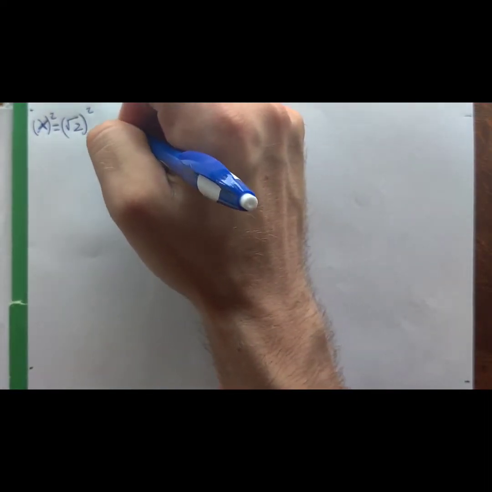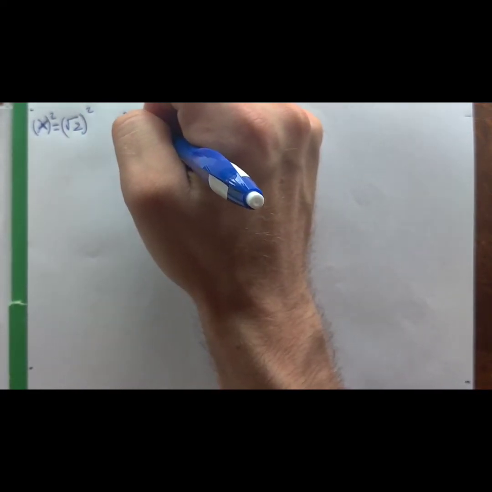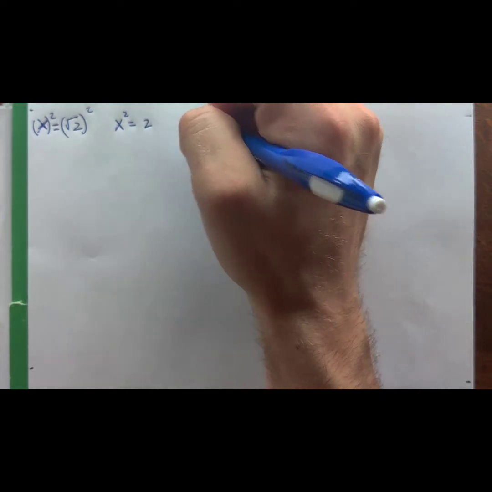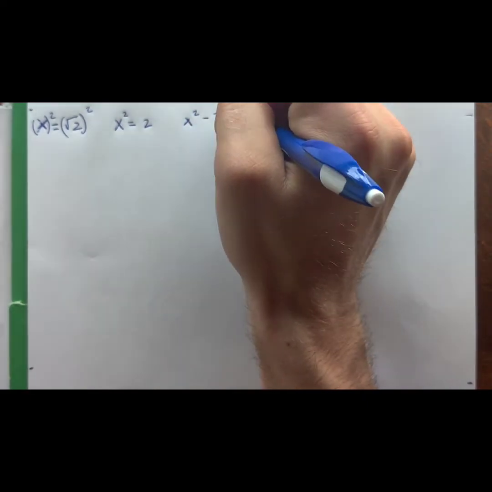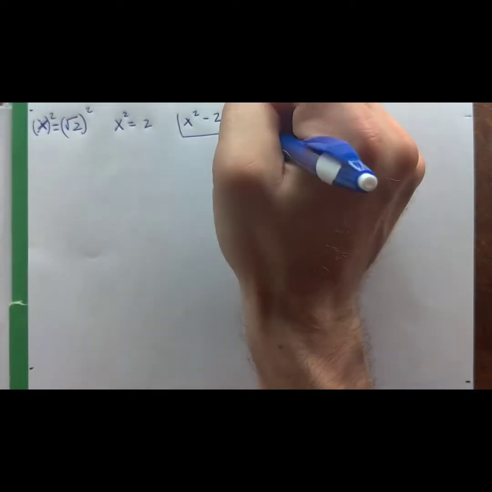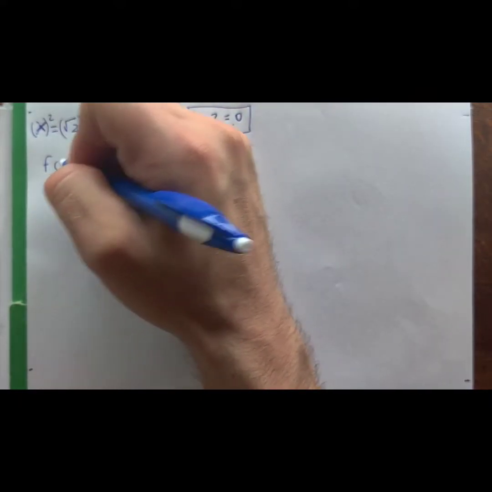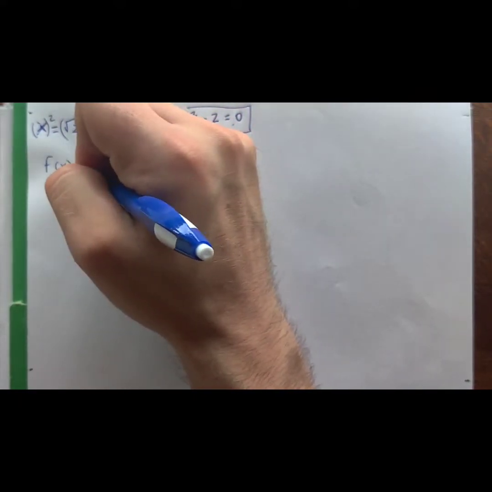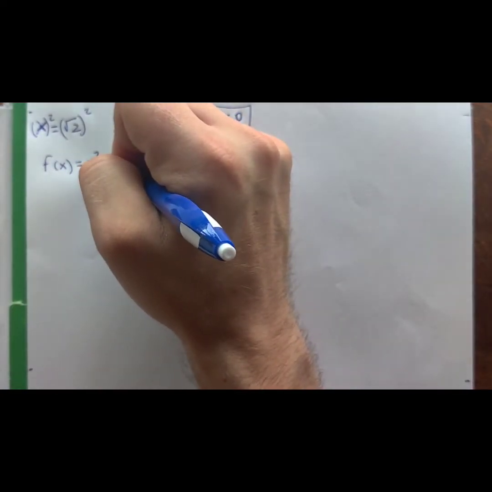So what I would do is solve for x, and I would set that equal to 0. So here we have x squared equals 2. If we subtract 2 from both sides, we'll have x squared minus 2 is equal to 0. And this function here will serve as our f of x. f of x equals x squared minus 2.